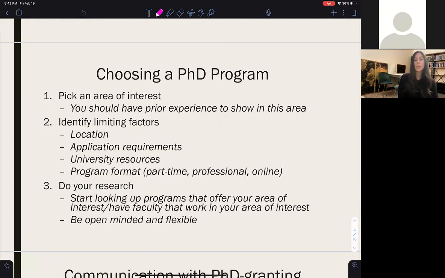The difference between a professional program and just a regular doctorate is that professional programs sometimes have night classes, and they're tailored to people who do have full-time jobs. They're a little bit less demanding in terms of what they expect. They have different requirements. So there are different kinds of programs depending on your lifestyle and what you're looking for. Okay. The last thing is you really have to do your research, right? So start looking up those programs, and while you're looking up the programs, you want to identify faculty that work in that area.